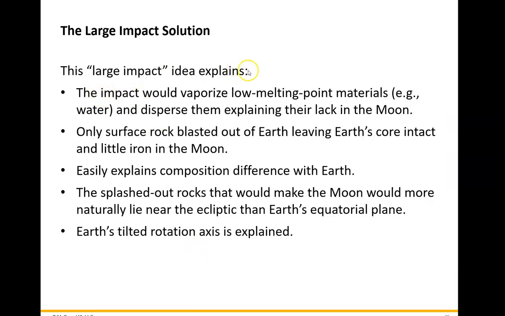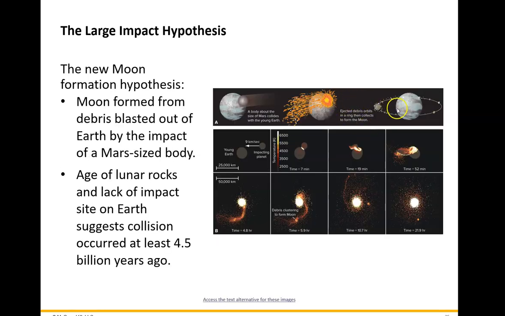All right. So this idea, the impact would have vaporized the water, for example, because of its low melting point, and that explains the lack of any water on the moon. That's another thing. Okay, so when the astronauts brought back the rocks from the moon, look at this picture. Remember, if this was a Mars-sized object, it probably had a good amount of water on it, and so when this thing hit the Earth, those water molecules actually become part of the Earth.